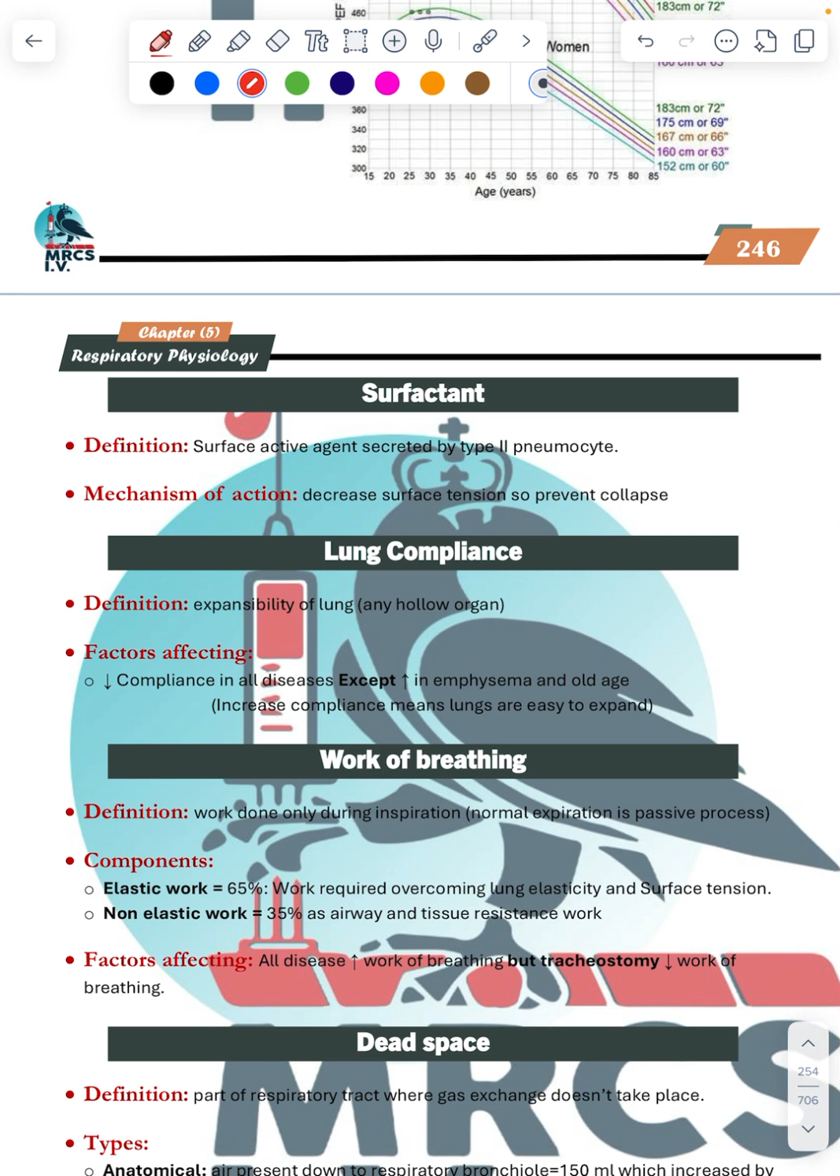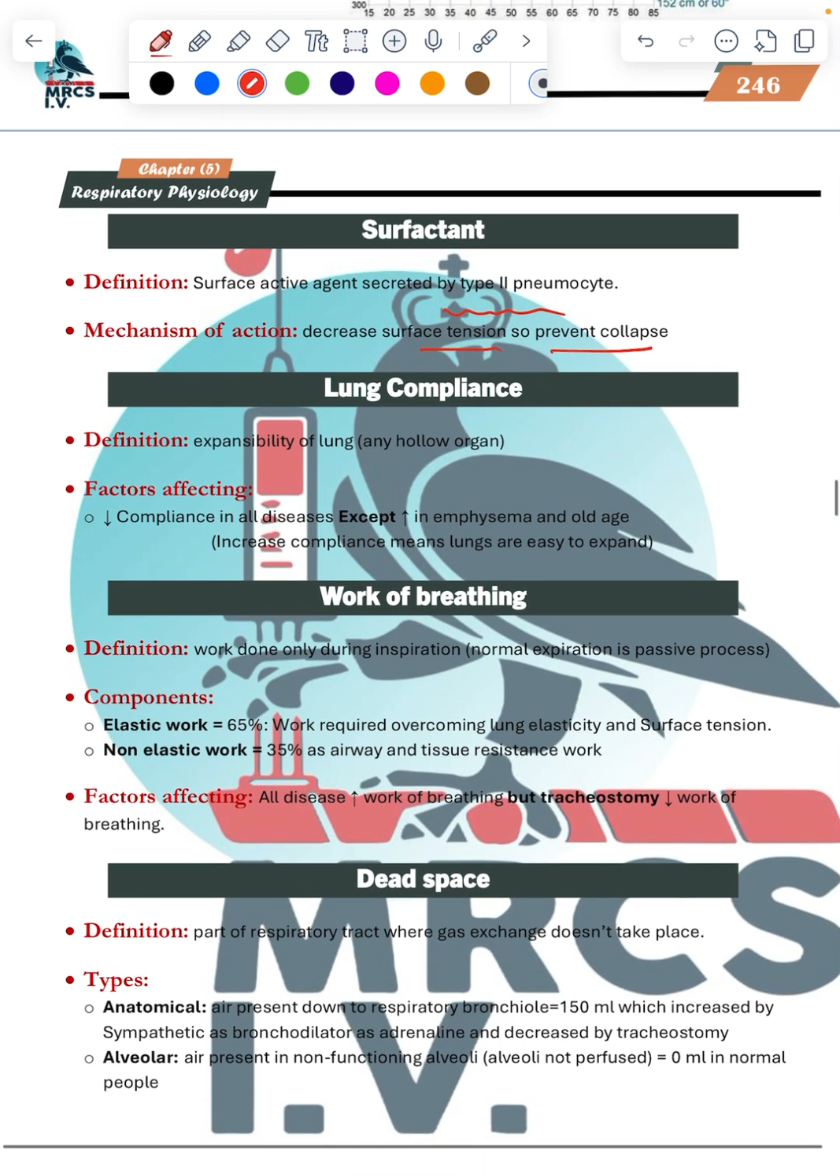What is the role of surfactant? Surface active agents are secreted by type 2 pneumocytes. The mechanism is they decrease the surface tension to prevent collapse. What is lung compliance? It is the expansibility of the lung. Any hollow organ has compliance. Decrease in lung compliance means the sponginess has decreased, except in emphysema and old age. Increased compliance means the lungs are easily expanded.